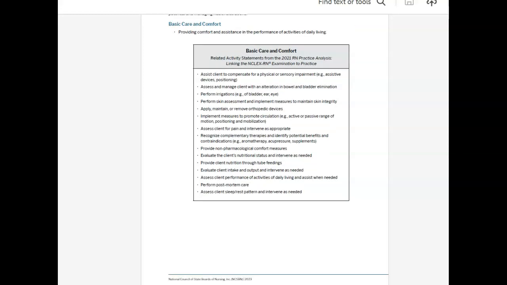So the tech can do a lot of these. They can do postmortem care. They can probably not do skin assessments. They can provide non-pharmacological comfort measures if it's on the care plan, so they can follow the plan of care. So the plan of care that the RN designs is like a nurse order that nurses can do. So techs could do those if they're within their skill set.